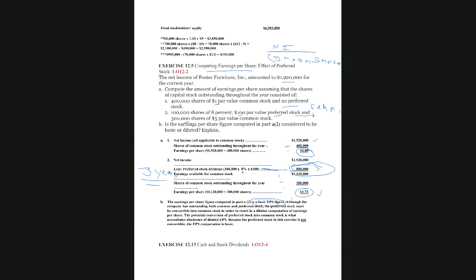So although the company here has common stock and preferred stock both outstanding, the preferred stock computation was not a convertible security. So it's just simple or basic earnings per share. And that's a good point. If I ask you when is the only time that diluted earnings per share comes up? Only when you have convertible securities.